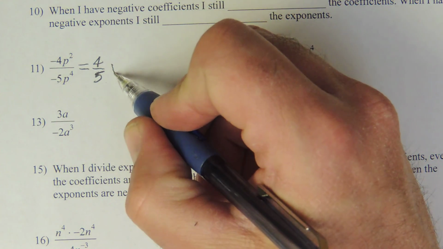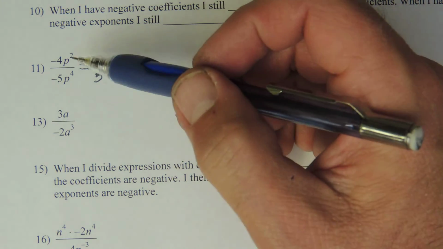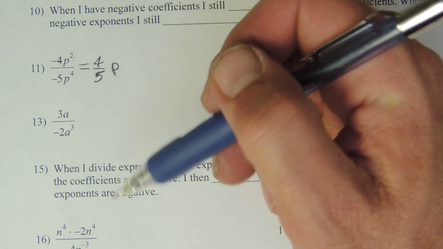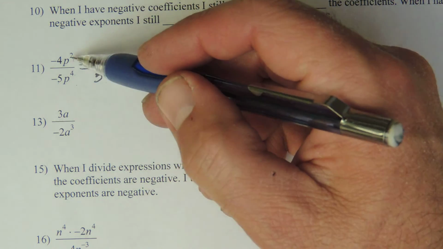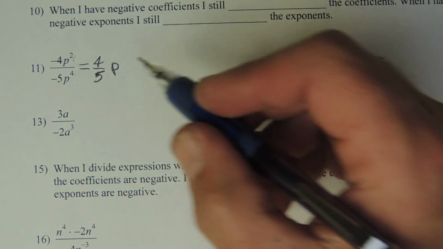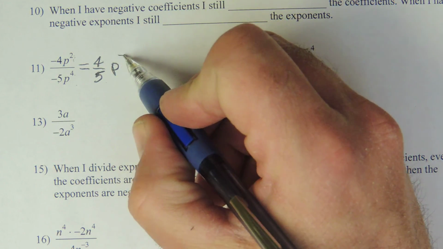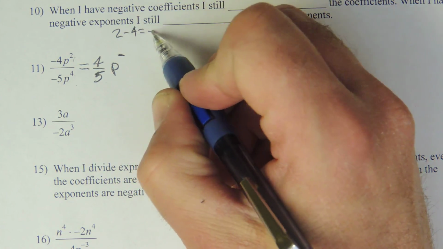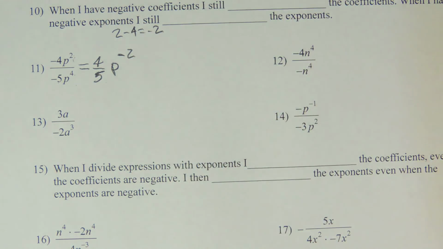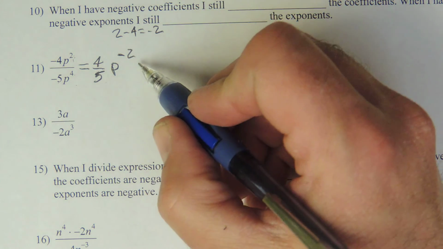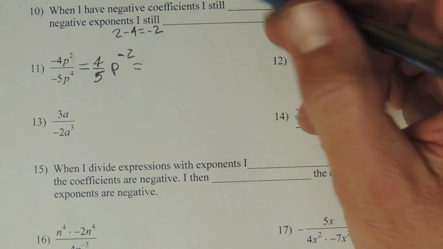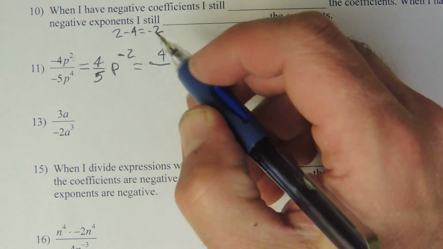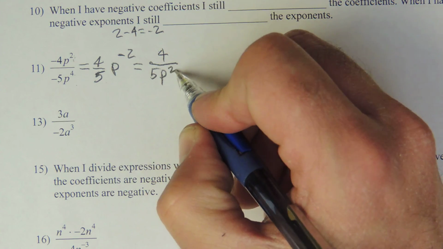The next thing I do is put my variable, and then when I divide variables with exponents, I end up subtracting the exponents. When I multiplied, I added the exponents. Now that I'm dividing, I subtract the exponents. So I do 2 minus 4. Since 4 is bigger than 2, I get a negative 2. And that is a correct statement, but it doesn't satisfy the instructions which said only positive exponents. So I have to say 4 divided by 5p squared.